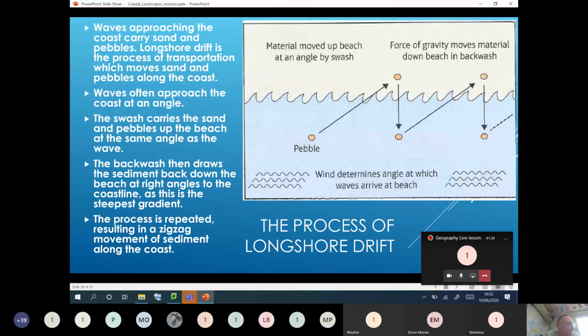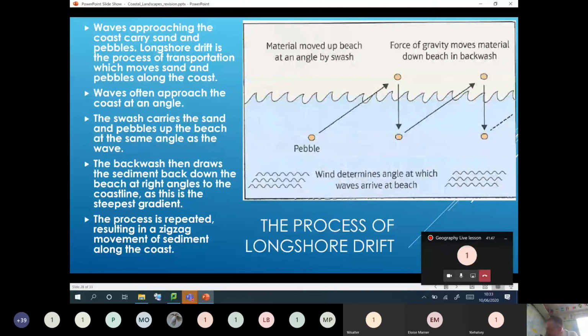I've said this to you before and I will say it again, you need to make sure that line comes straight back down into the sea. If you have it going down at an angle, you are not going to get the marks you need. So it must come up the beach at the angle the wind is coming in, and down the beach directly due to gravity.